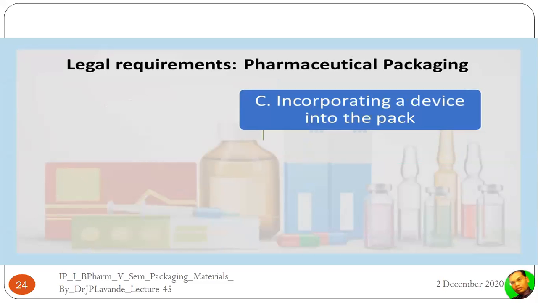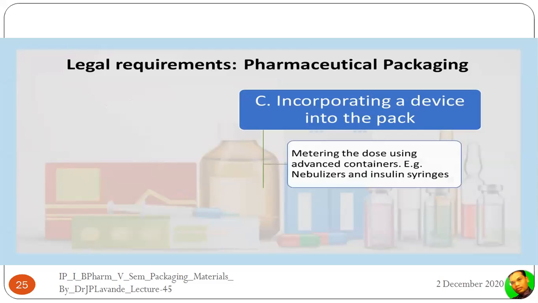The third factor is incorporating a device into a pack. As we see in case of aerosols, there are metered dose aerosols using advanced containers like nebulizers or insulin syringes. Right. So insulin syringes are pre-filled ones. These are doses that are already fixed. We just need to prick the skin and inject the content. We have to inject the insulin. That's it. Then we have to throw out that particular needle.